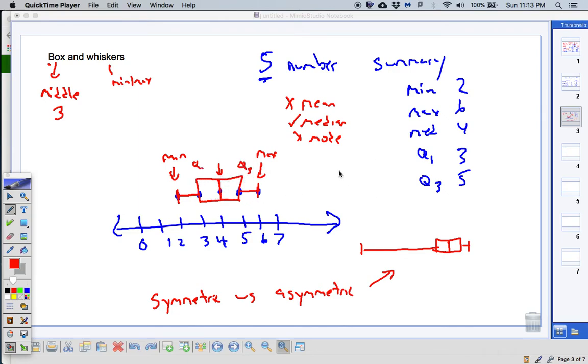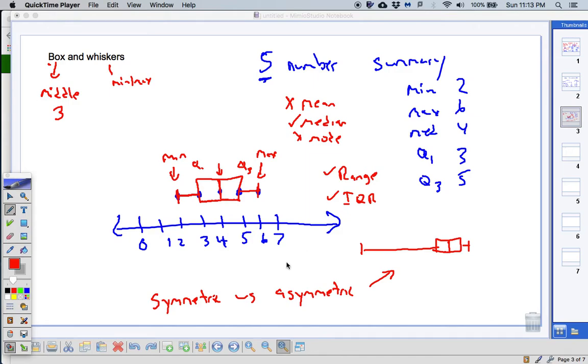So if we're asking you for range, you can find the range, because the range is simply max minus min. In this case, it would be 6 minus 2. You can find the IQR, because IQR is Q3 minus Q1, which you're given. So you can find the range, you can find the IQR. So what you can't find is the mean and the mode.